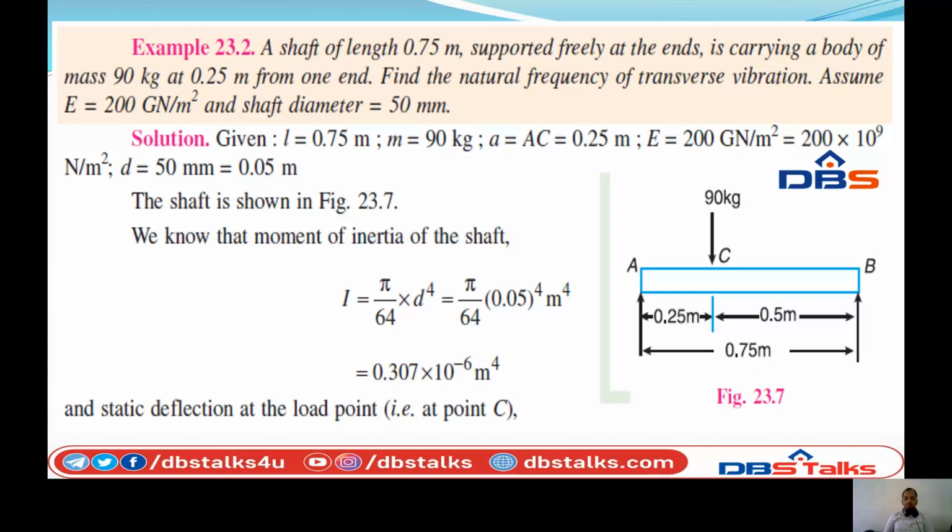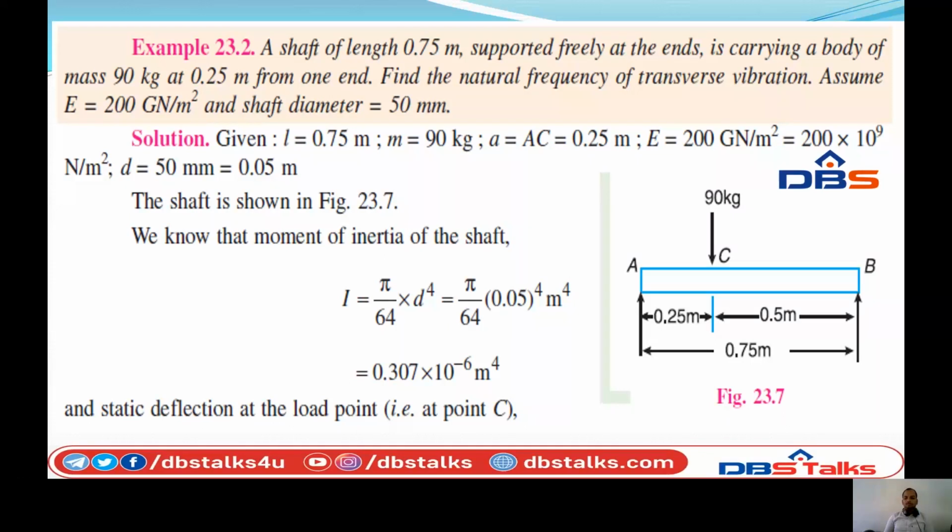Actually, in this diagram, we can alternatively take one more diagram, as from B we can choose 0.25. It is also correct, since in the question they have not mentioned clearly whether it is from A, the left side end, or from the right side end. So here we can take either A or B as the end, and both will be correct.